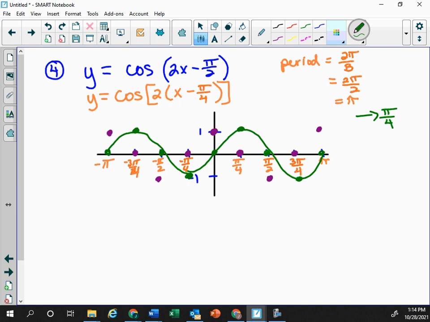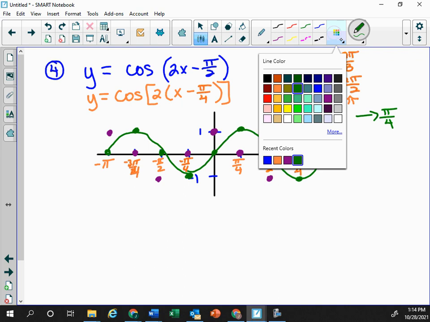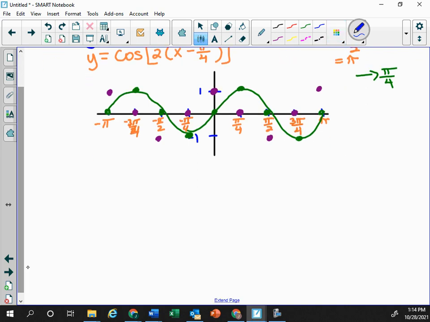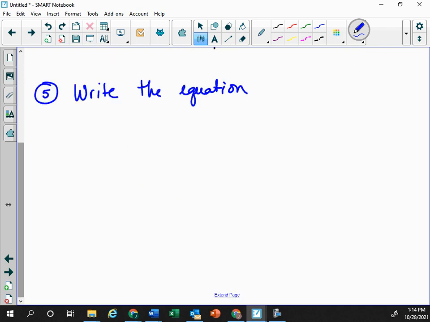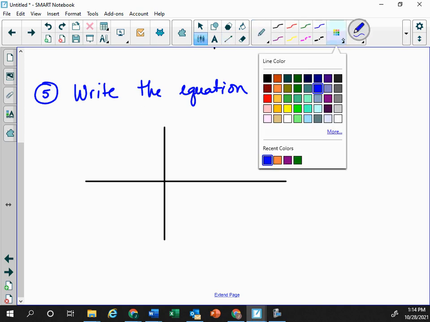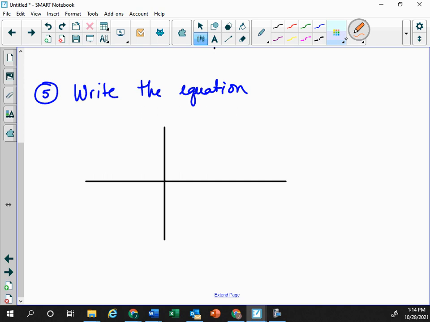We have 5 minutes left. Let's actually try one of these writing equation ones. This will be the last thing. We'll see if we can squeeze it in. All right, write the equation. And we'll practice many more of these later. So I'll give you the graph. I'll give you part of a graph.